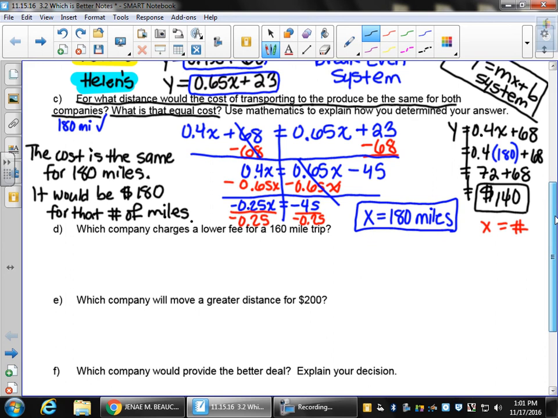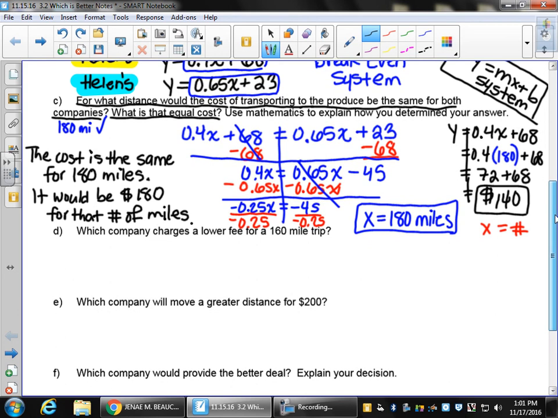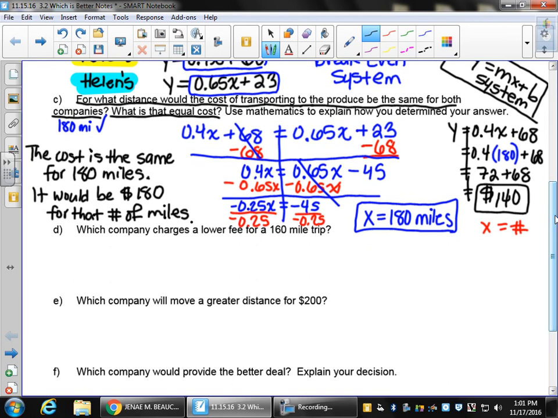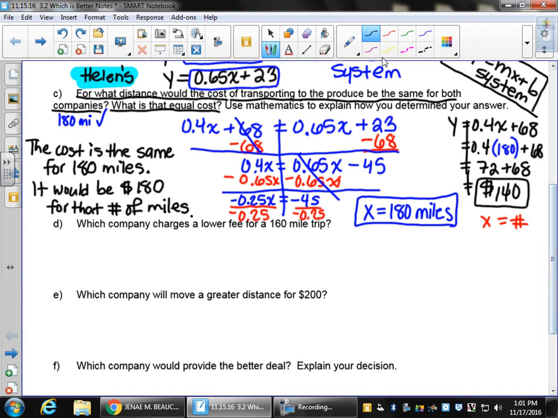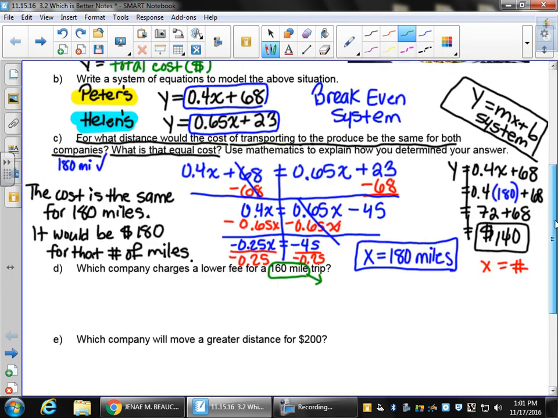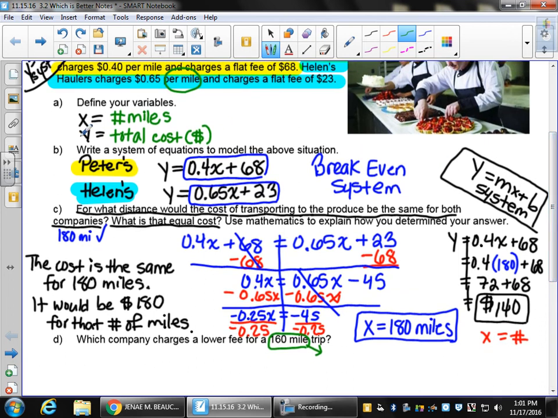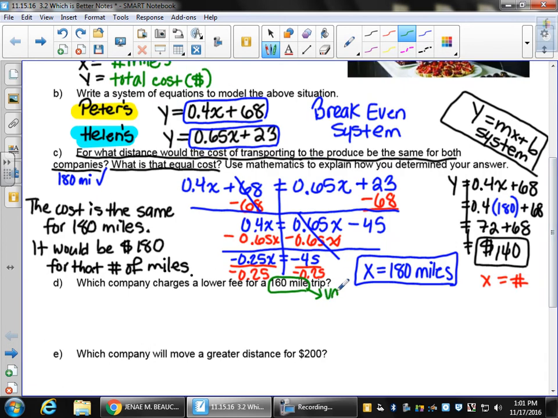We now have some follow-up questions. Let's see what it says. D asks, which company charges a lower fee for a 160-mile trip? As soon as I see that I'm given a value, I'm going to circle it. And I'm going to ask myself, is this a value for X or for Y? And this is where defining the variables correctly really matters. Because if I've defined them correctly, I should be able to just come right up here and figure that out. So this is miles. I look, which of these is miles? X. X is number of miles, so we have a value for X.